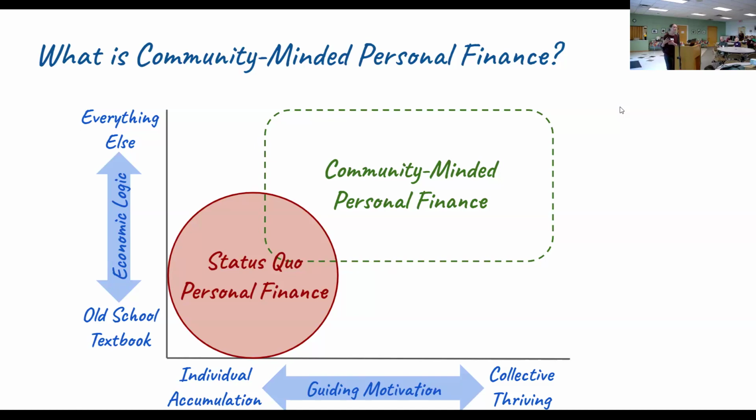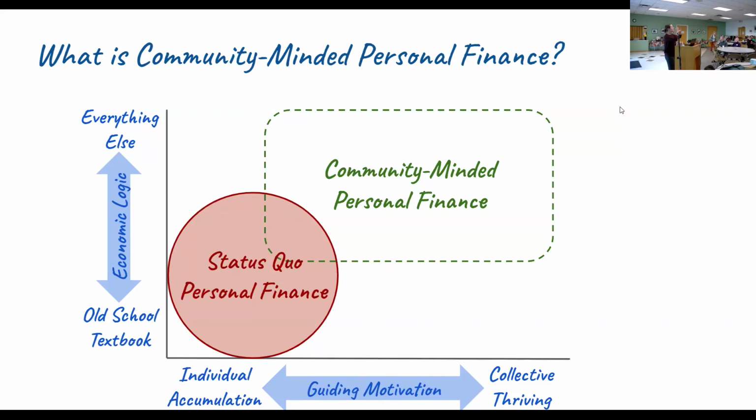And I said there are parts of finance that really do exist, of people thinking about how we use finance for collective thriving. And then we talked about this other dimension related to our economic logic, our underlying assumptions about how the economy works and how people work in our economy. On one side, we have our dominant economic logic today, old school textbook Econ 101 economic logic. And on the other side, we have everything.